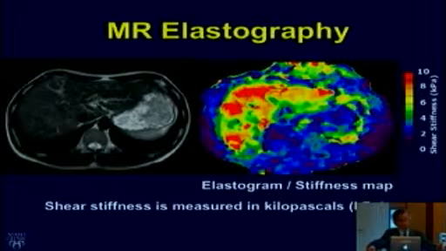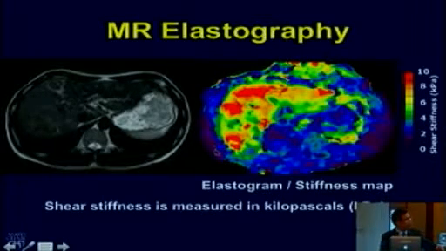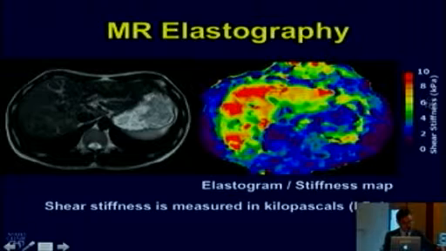The purple and blue, which we can see is the subcutaneous fat over here, they are very soft. A normal liver is also very soft, like subcutaneous fat. And the stiff livers are usually represented by yellow to red in range, which is about 8 to 10 kilopascals. And this shear stiffness is measured in kilopascals.